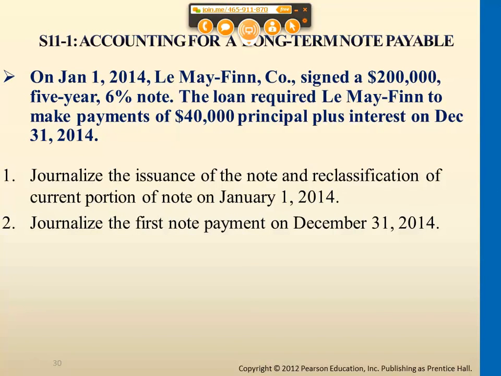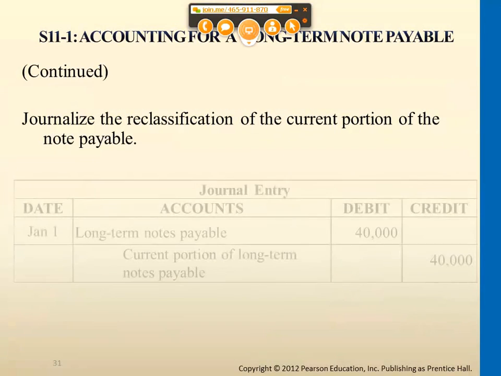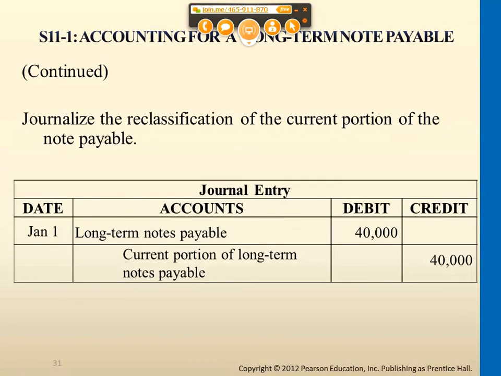Okay, so there are two entries in the beginning, January 1st, 2014. First is the issuance entry, issuing long-term notes and collecting cash. You borrowed $200,000, but we're not paying it all together 5 years from now. We're paying a portion every single year, a portion that's worth $40,000. So after this issuance entry, we immediately reclassify part of the long-term notes into current portion. They still belong to the liability category, just different types. So the current portion of long-term notes is the short-term part that will be due every single year, $40,000.